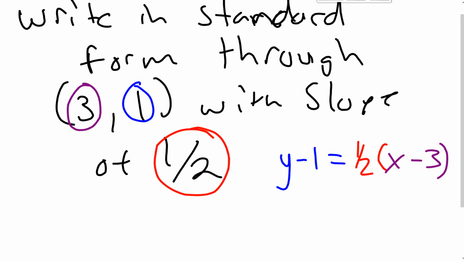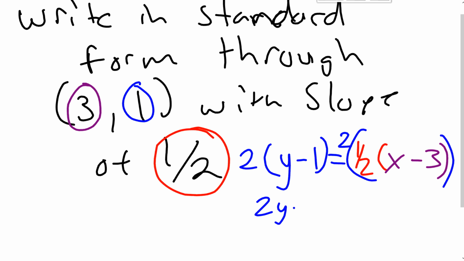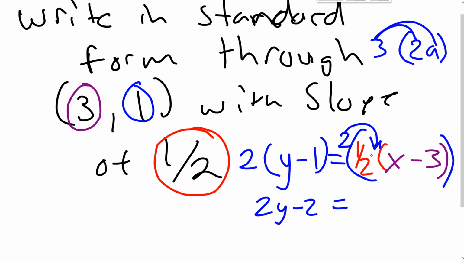I want to put it in standard form, so I don't want any fractions. So I could multiply both sides by 2, but then I have to distribute that 2 and get 2y minus 2. When I distribute this 2, all I have to do is distribute it here, because it's kind of like 2a times 3. I don't take 3 and times it by 2 and a, because there's multiplication here. I only have to take that 3 and just multiply by 2, right? So I only have to multiply by 2.